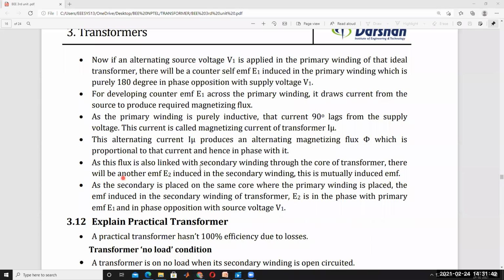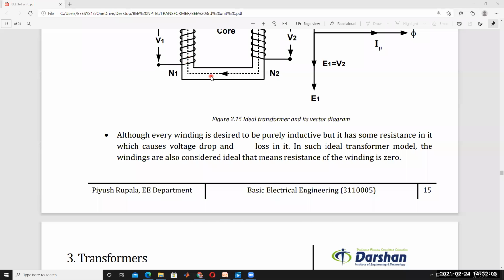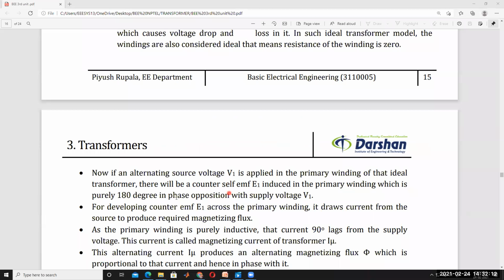As the flux is also linked to the secondary winding through the core of the transformer, another EMF, E2, is induced in the secondary winding. This EMF is called mutually induced EMF. As the secondary winding is placed on the same core of the transformer, the primary and secondary windings are both placed on the same core. That's why E1 and E2 are in phase.